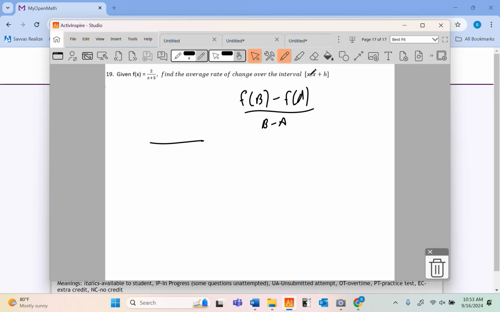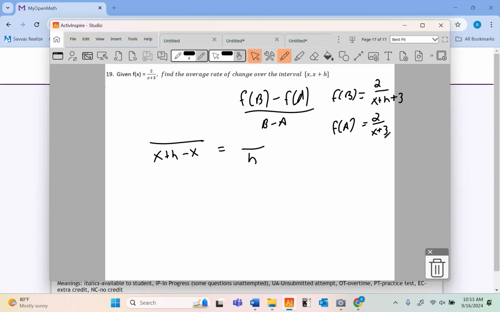Now the bottom on this one's easy. It's x plus h minus x, which is just h. Now we find f of b by plugging in an x plus h. So it's 2 over x plus h plus 3. It's kind of funny looking, isn't it? And then f of a is literally the original function because you're letting x be x. It's 2 over x plus 3.